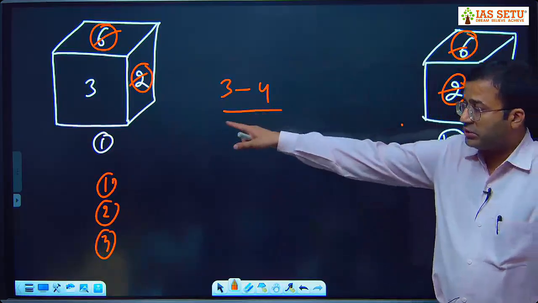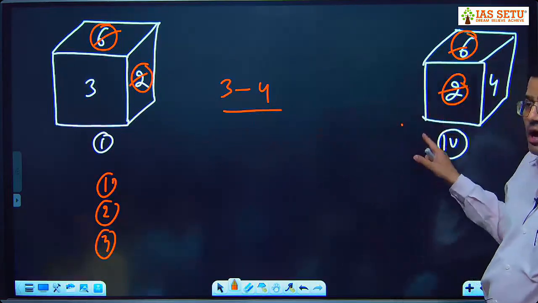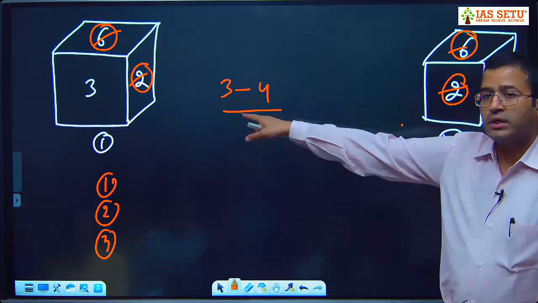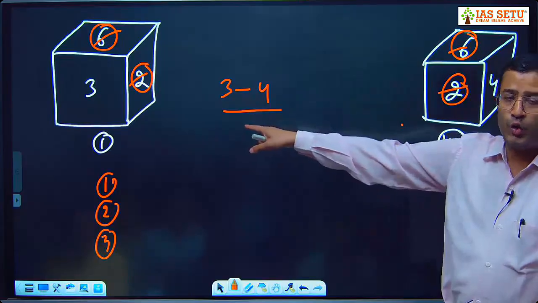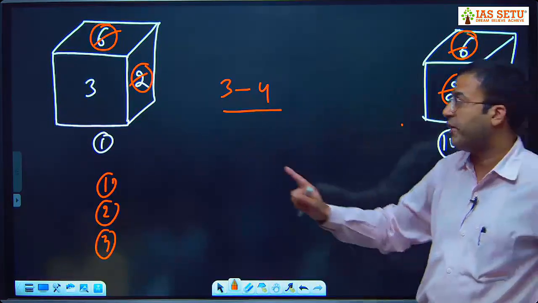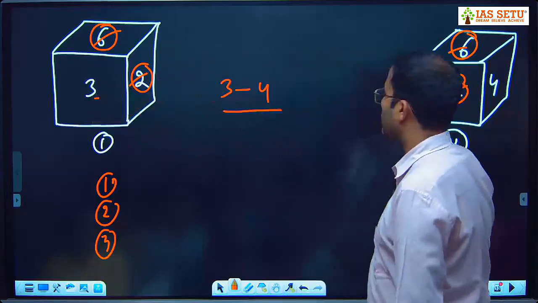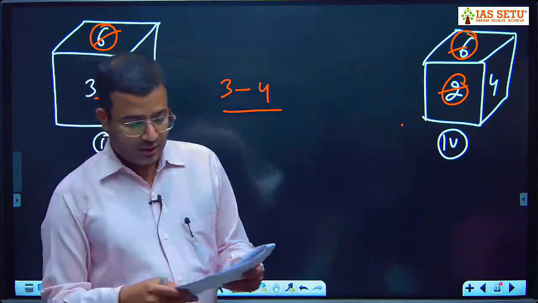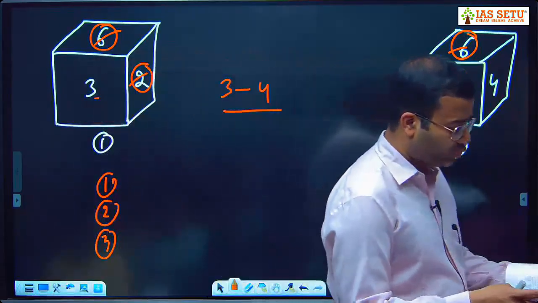Now my question. Figures 1 and 4 are sufficient to know which face is opposite to 2? No. Can we find the opposite of 2? No. Can we find the opposite of 6? No. Only one pair we can find, that is 3 is opposite of 4. This is our concept. Now, questions 26 to 29 are easy.